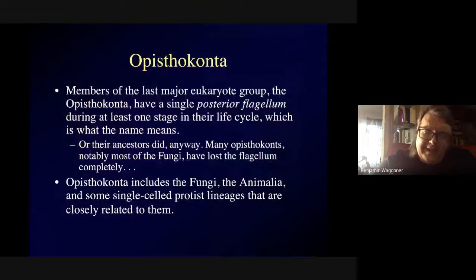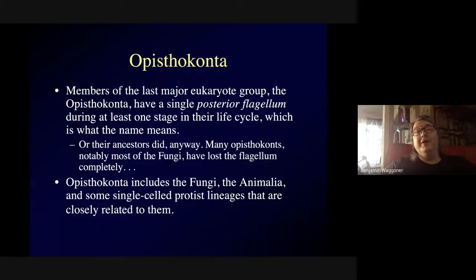Animals belong in the last major eukaryote group called the Opisthokonta. Kont means, in this case, a flagellum, and opistho is behind. So this is posterior flagellum, or flagellum behind. During at least one stage in their life cycle, they've got a flagellum trailing out behind them.